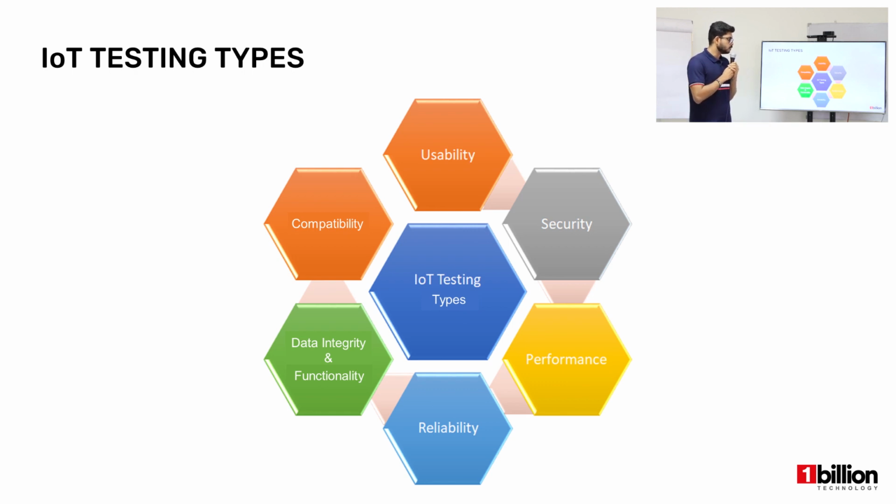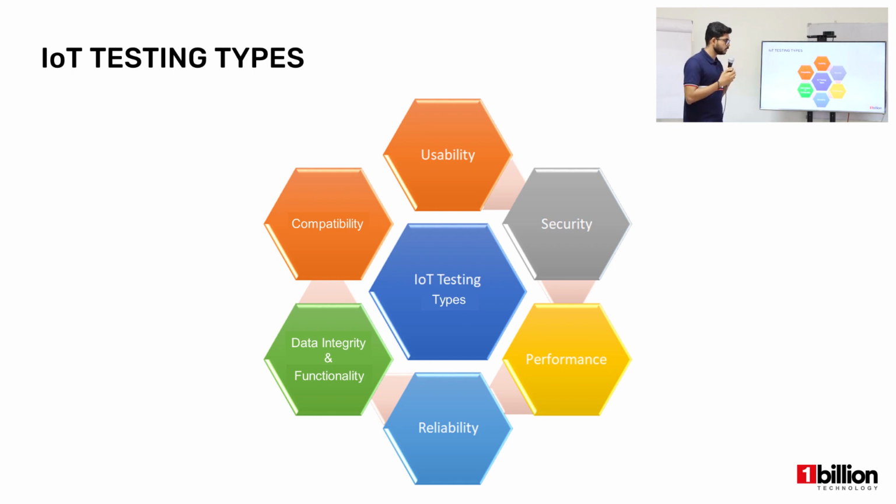Then let's now talk about performance testing. The goal of performance testing is to check whether the IoT components meet their specified KPIs. KPIs means key performance indicators, such as speed, responsiveness, etc. Performance testing is an obligatory step before scaling an IoT solution to production.